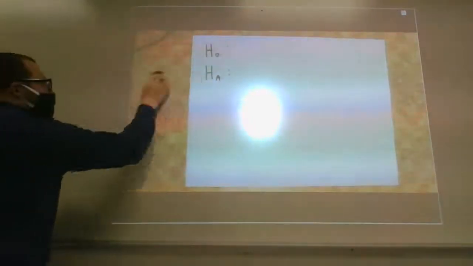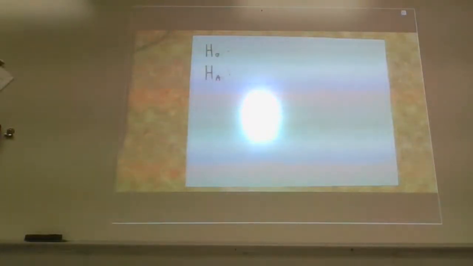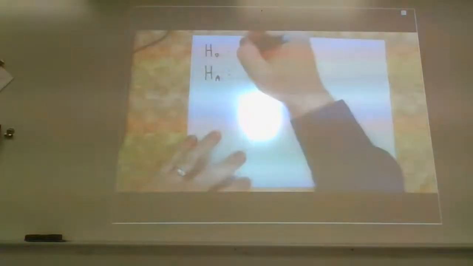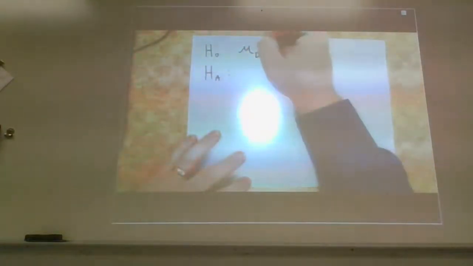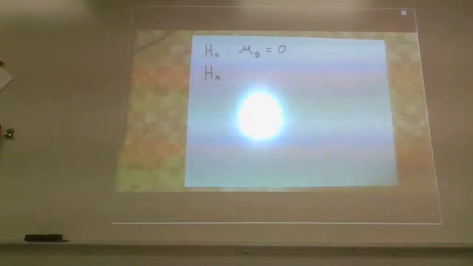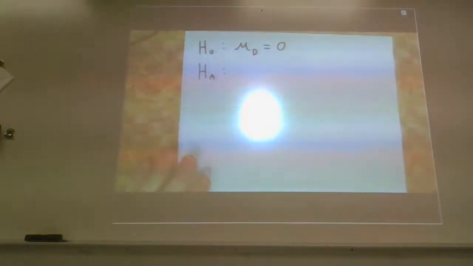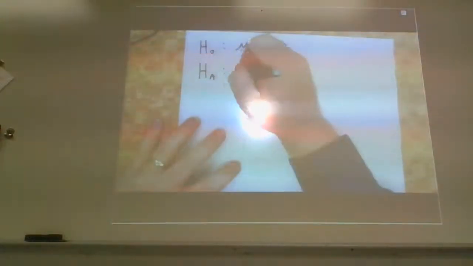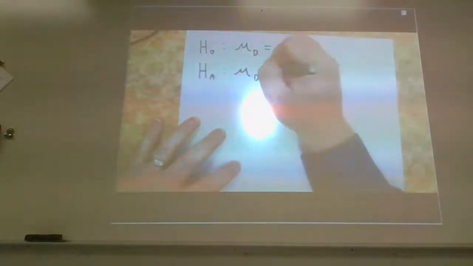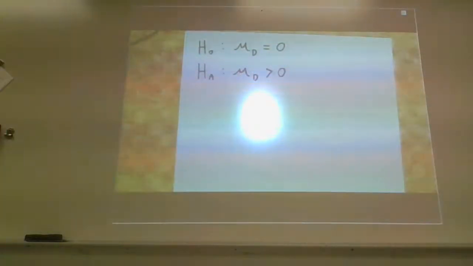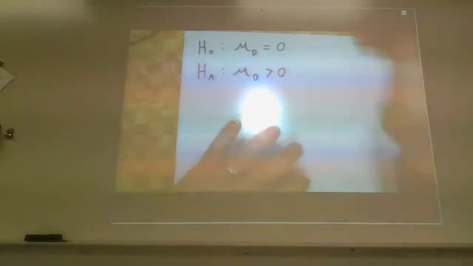Instead, I am simply going to do something like this. I'm taking the average of the differences. That's mu subscript d. And because of the order that I subtracted them in, my alternate would be then the average of the differences being greater than 0.